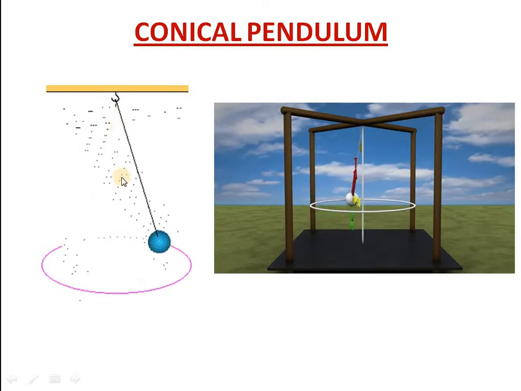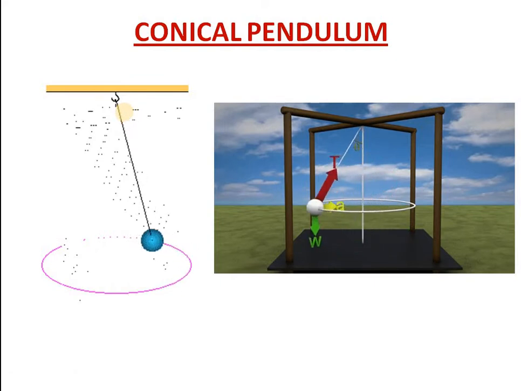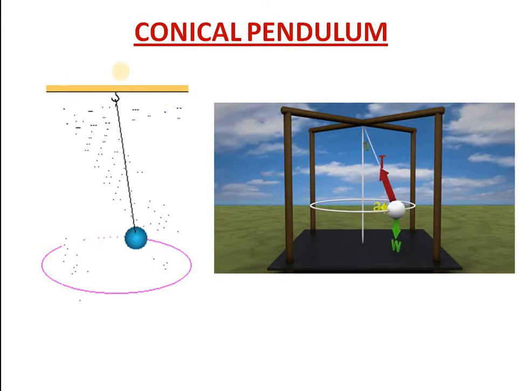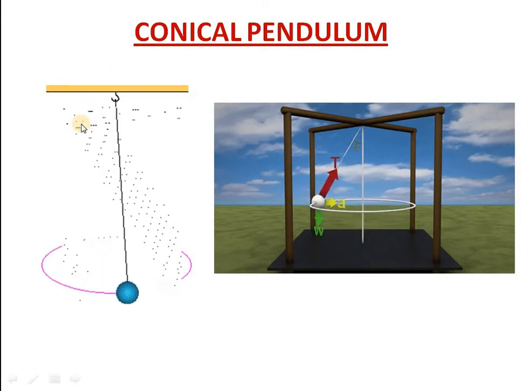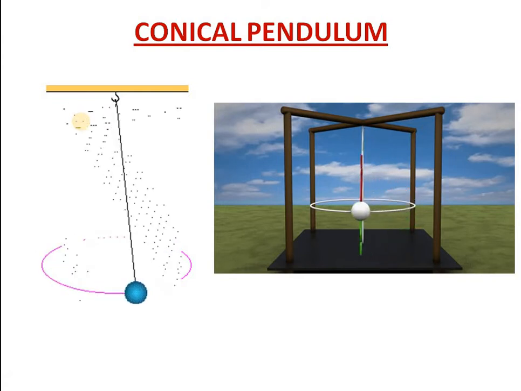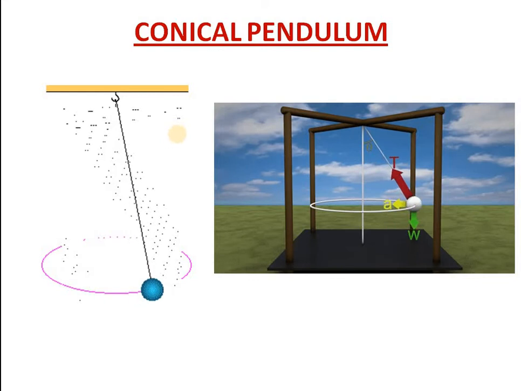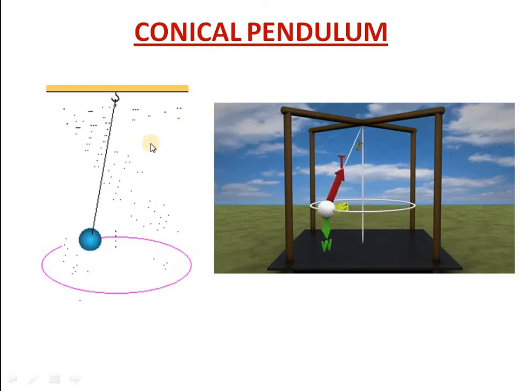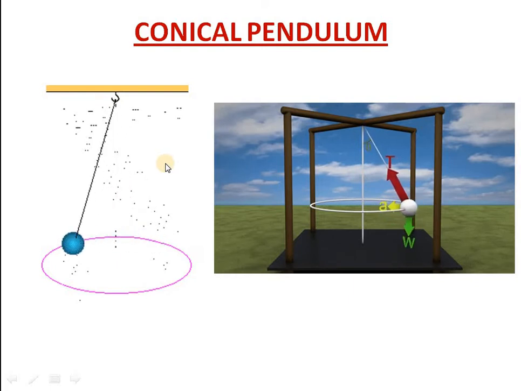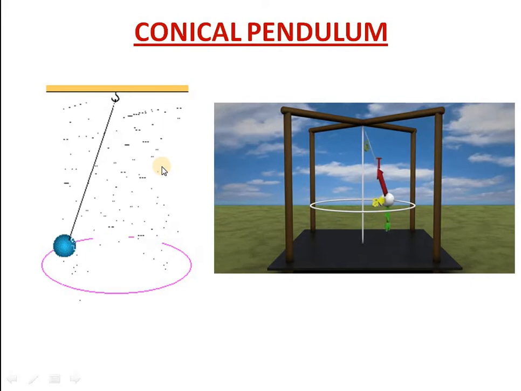As far as the string is concerned, it traces out a conical section. You can see in the graphics given here that the string traces out a circular cone. That is why the conical pendulum is known by that name. The term conical comes from the geometrical shape it traces out, a circular cone. So we call it a conical pendulum.